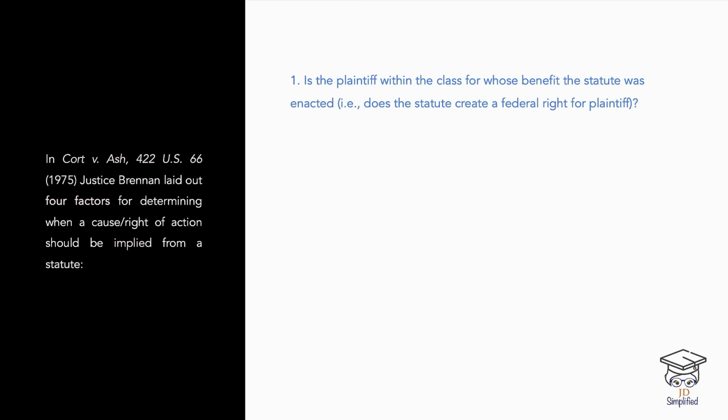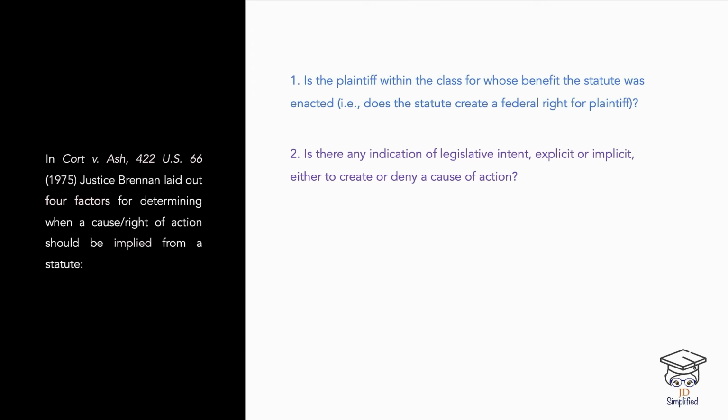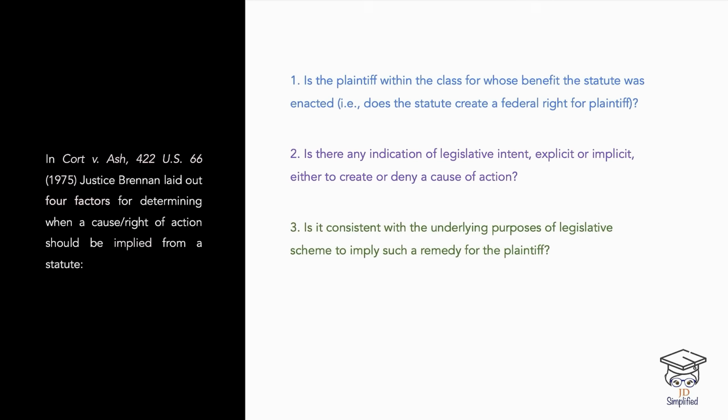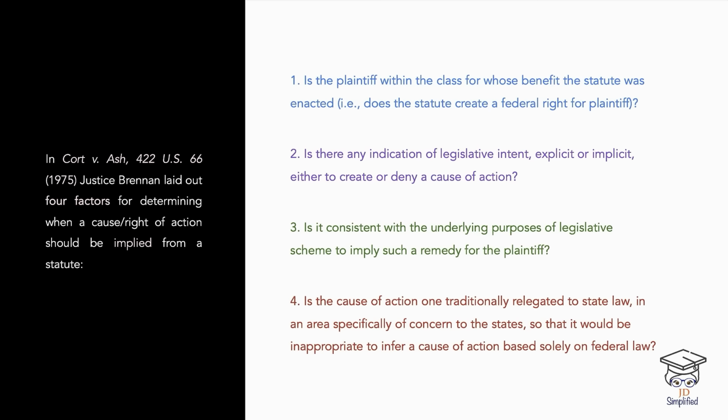1. Is the plaintiff within the class for whose benefit the statute was enacted? For example, does the statute create a federal right for plaintiff? 2. Is there any indication of legislative intent, explicit or implicit, either to create or deny a cause of action? 3. Is it consistent with the underlying purposes of legislative scheme to imply such a remedy for the plaintiff? And 4. Is the cause of action one traditionally relegated to state law in an area specifically of concern to the states, so that it could be inappropriate to infer a cause of action based solely on federal law?